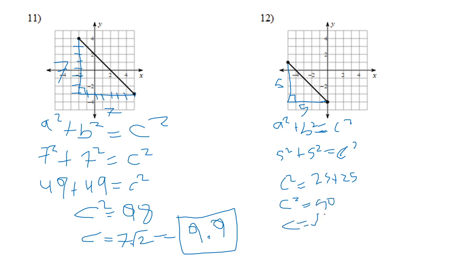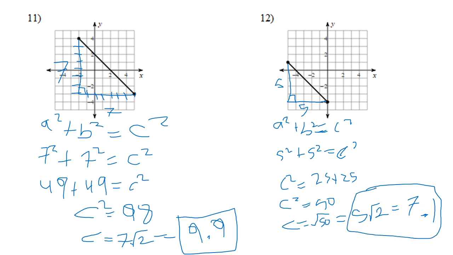C equals radical 50, which is 5 radical 2, which is 7.1. And that's it. And that is finding distance with the Pythagorean theorem. So hopefully that is something where you think, oh yeah, I have done this before. It's just the Pythagorean theorem. Now we're just putting a different name on it. So we move on. We keep going.